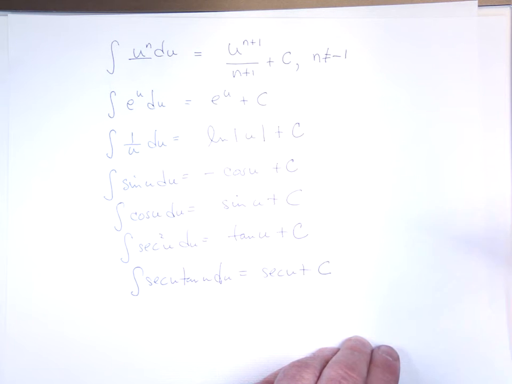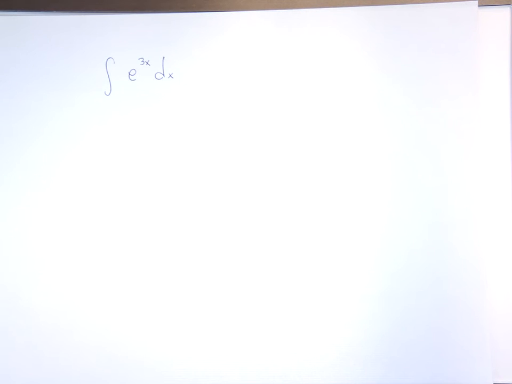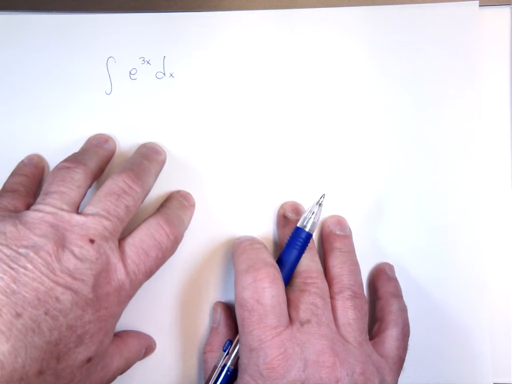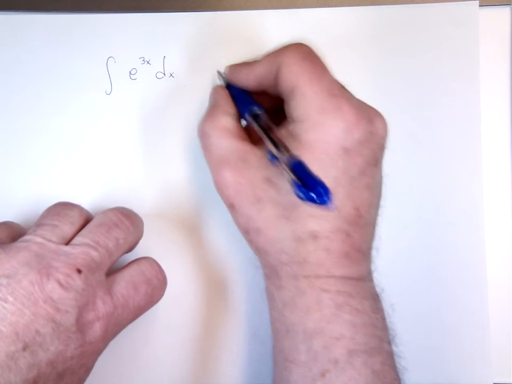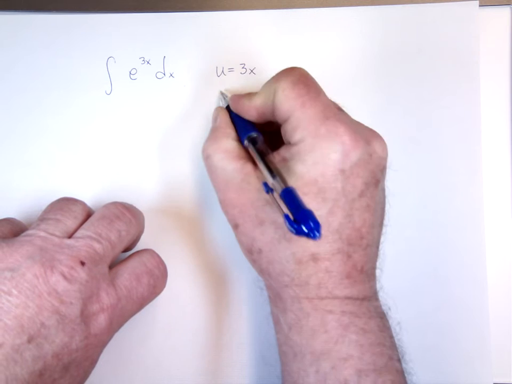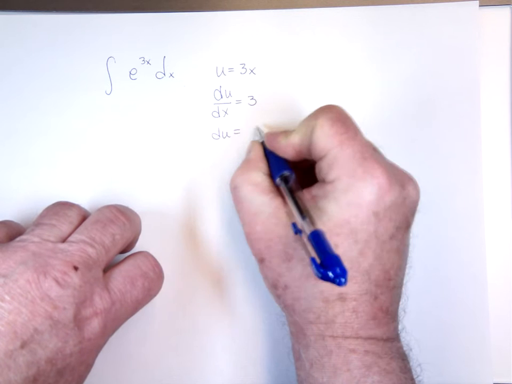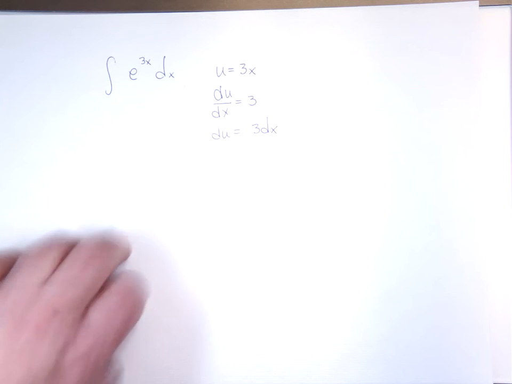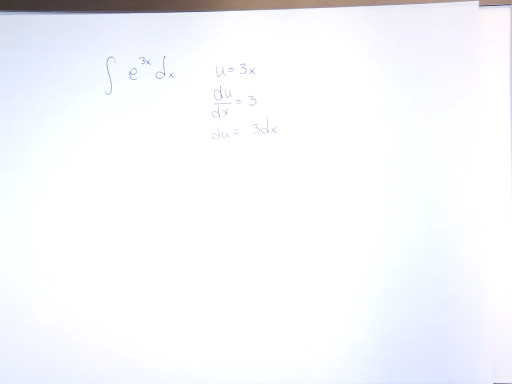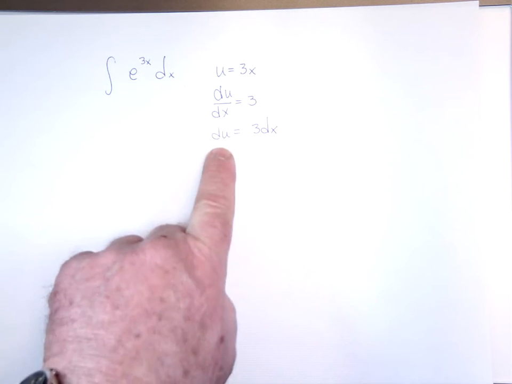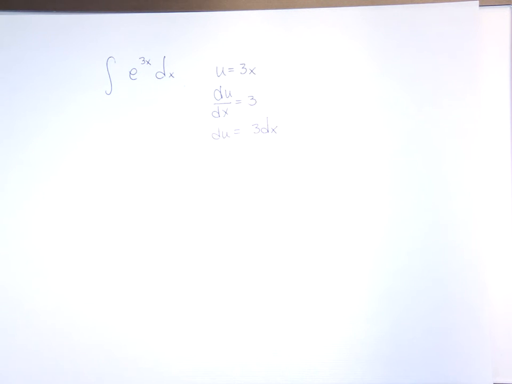To get this to look like one of those forms, what should I let u equal? 3x. Why? Because I want to get to that form, e to the u. I'm going to let u equal 3x. The du/dx is 3, so du is 3 dx. In order to make the replacement, I need to get this dx to be 3 dx so I can replace it with du and get to the form e to the u du. Can I get there? Sure.